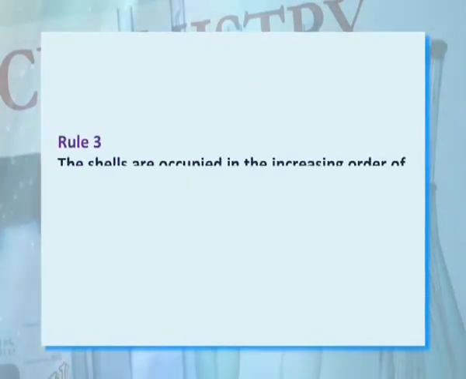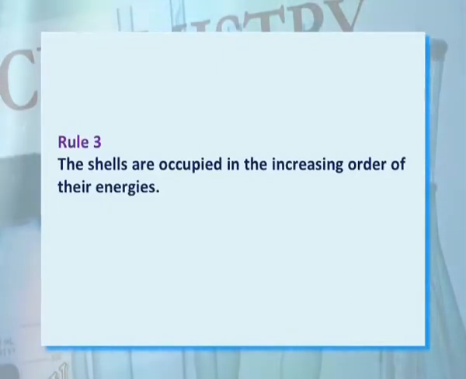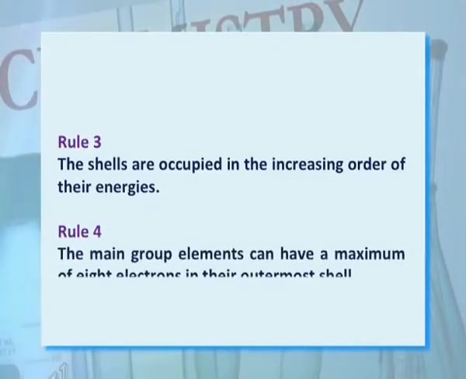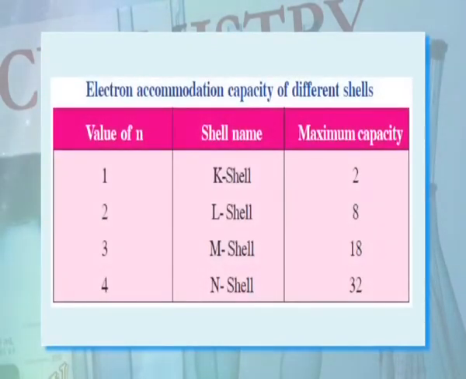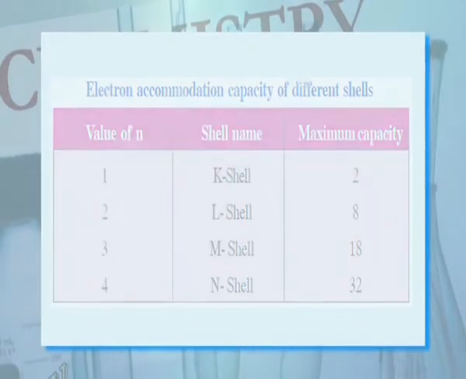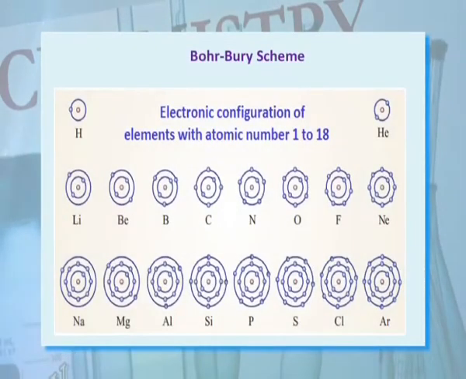Rule 3: the shells are occupied in the increasing order of their energies. That means the first shell will fill up first, then electrons will go to the second shell and the third shell, and so on. Rule 4: the main group elements can have a maximum of 8 electrons in their outermost shell. This table indicates the maximum electron capacity of a particular shell, K shell, L shell, M shell, N shell, as per the formula. They contain 2, 8, 18 and 32 electrons. This is the representation of electrons filled in different orbits in different elements.